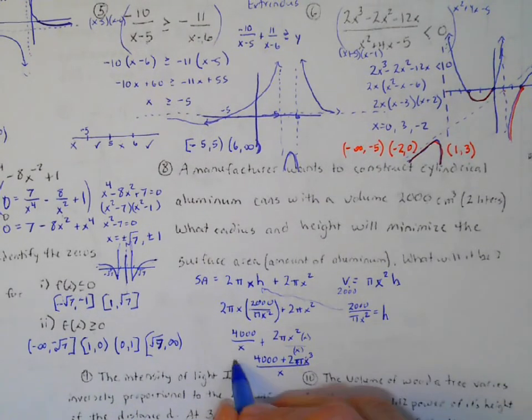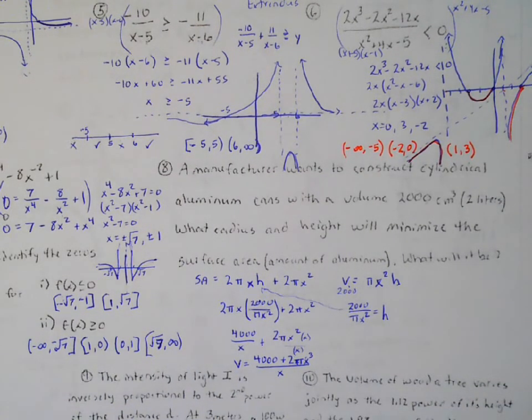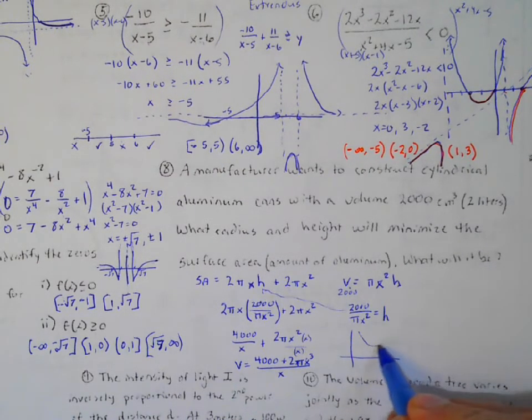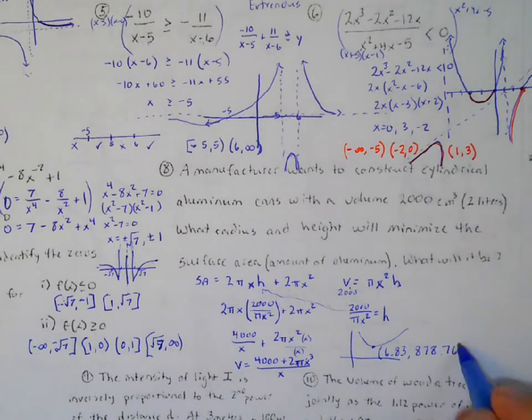So this is our volume. We basically want to know where that volume is going to be, kind of the minimum, right? Okay. So if you would graph this, the graph would look something like this, and that minimum point there is the point 6.83ish, and 878.76. Okay, so that's the minimum there.